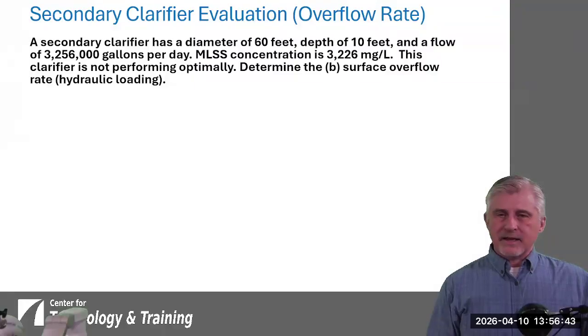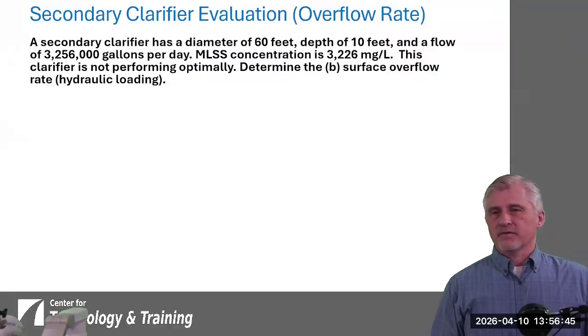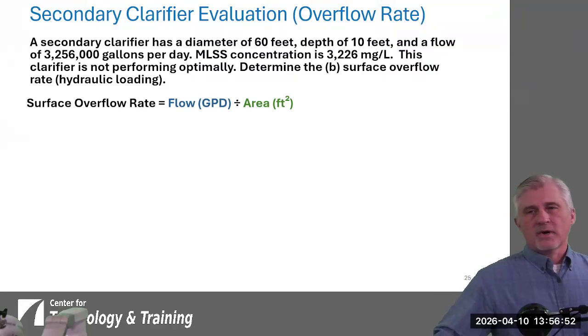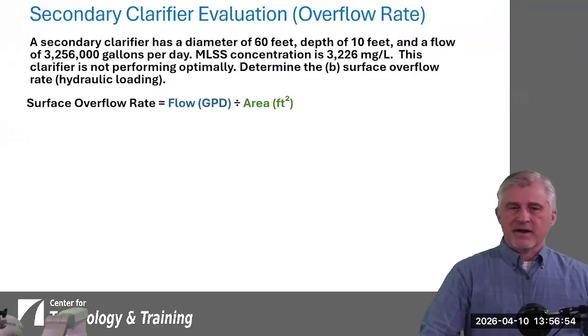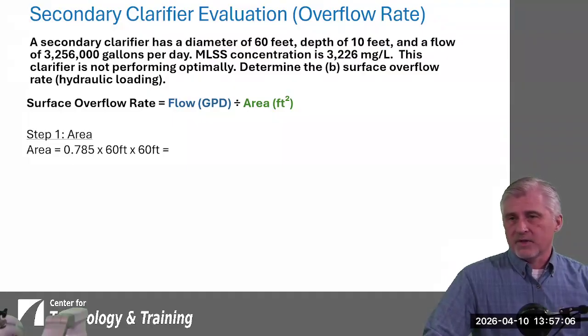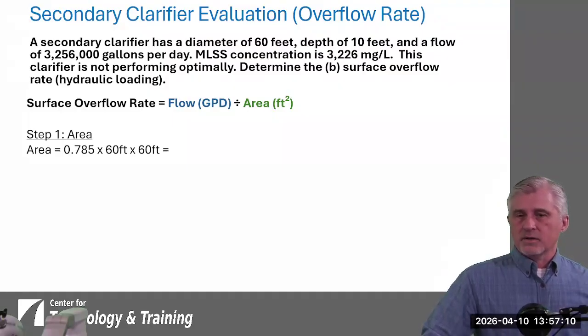Now we're going to look at that same secondary clarifier, but this time we're going to look at overflow rates. All right. So our surface overflow rate is equal to the flow in gallons per day divided by the area in square feet. So we take our same clarifier, and we're going to determine the area first. We determine the area by multiplying 0.785 times the diameter squared, and that gives us an area of 2,826 square feet.